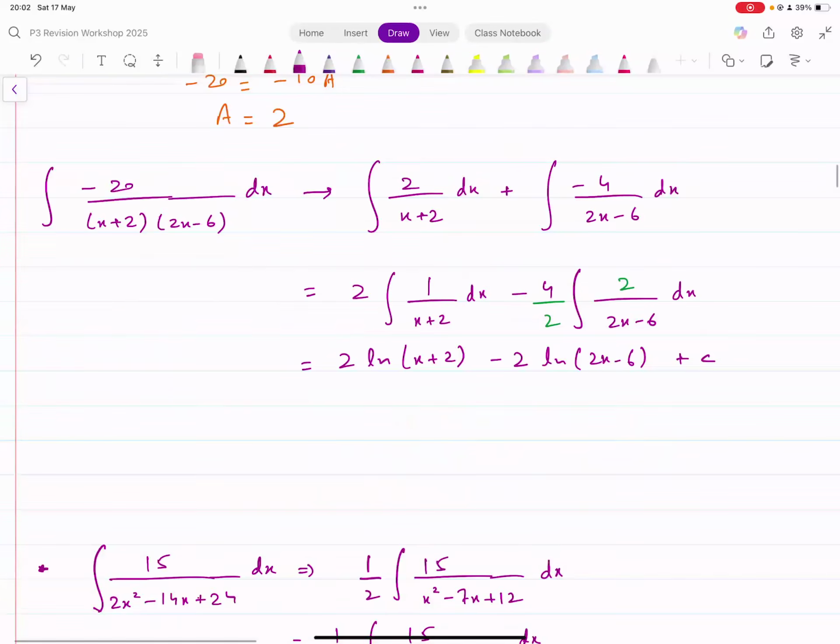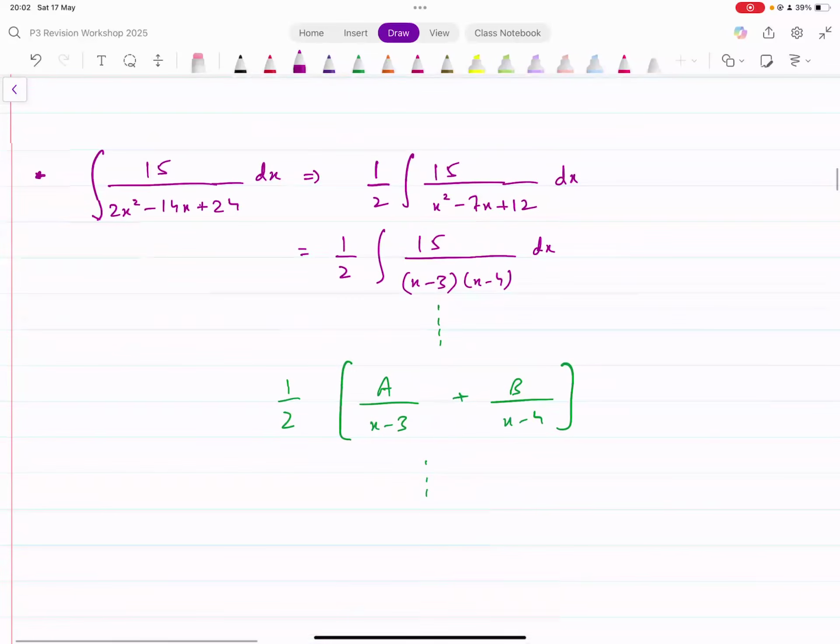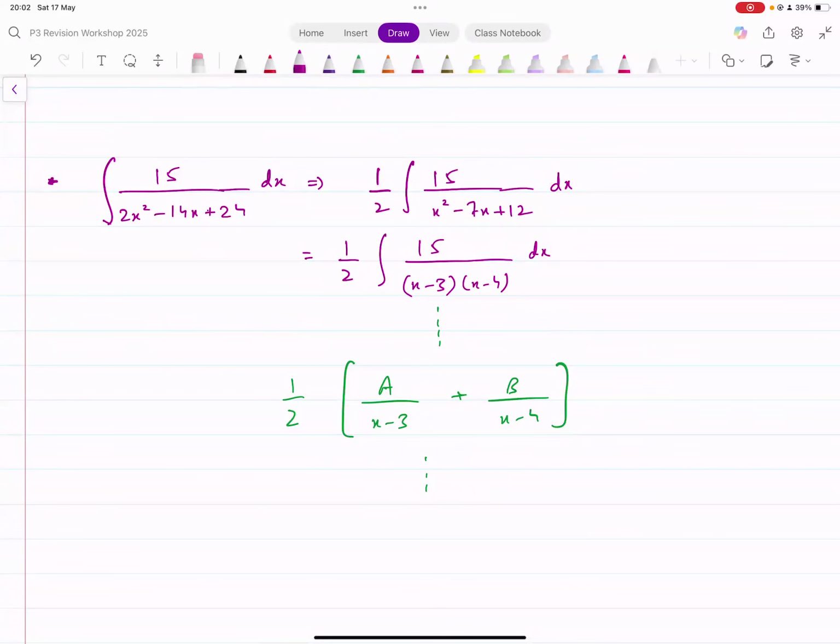All right, so sometimes you could have an expression like this, 15 over 2x squared minus 14x plus 24. Now, this is not factorized. Since this form is not factorized, you can first think of whether the ln rule works. Does that work? The ln rule requires the numerator to be 4x minus 14. We can't have an x in the numerator. We can't bring x ourselves. So ln rule will not work.